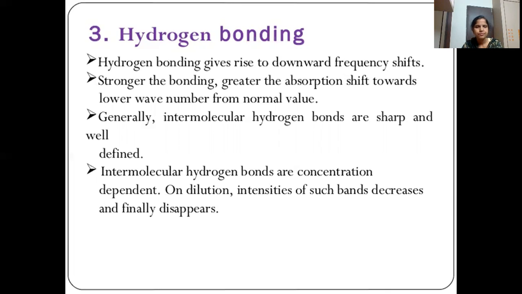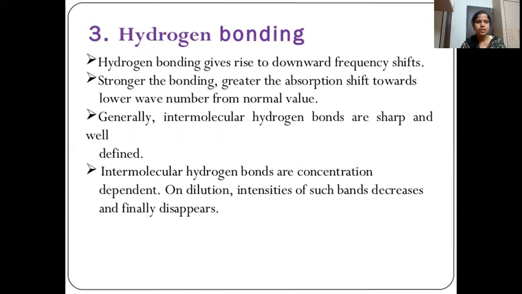And in this, we have two types of hydrogen bonds: intermolecular hydrogen bonds and intramolecular hydrogen bonds. Intermolecular hydrogen bonding means the hydrogen bond formed between two different molecules, whereas an intramolecular hydrogen bond is the hydrogen bond which is formed within the molecule. So how to differentiate between these two? We can do that by this IR study.